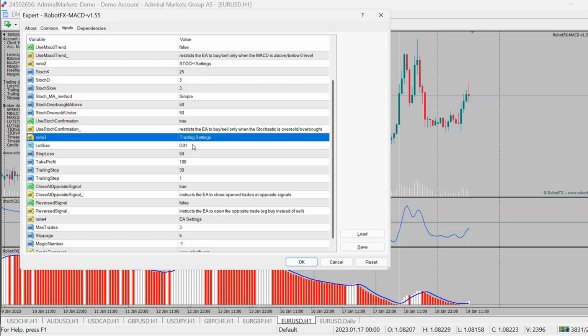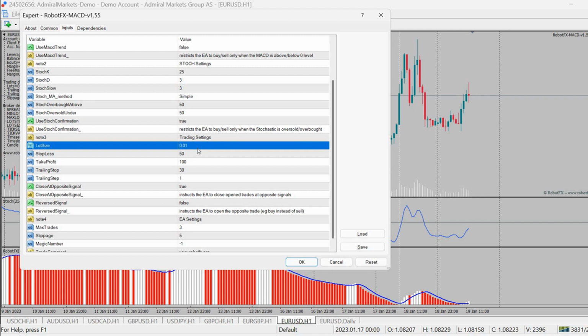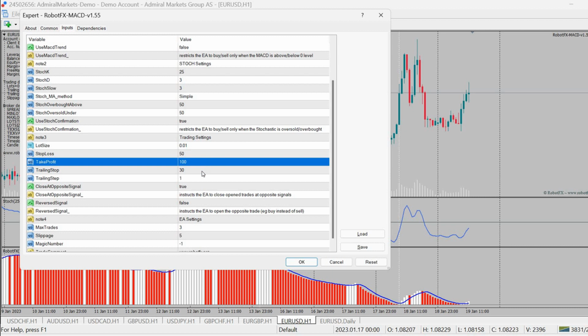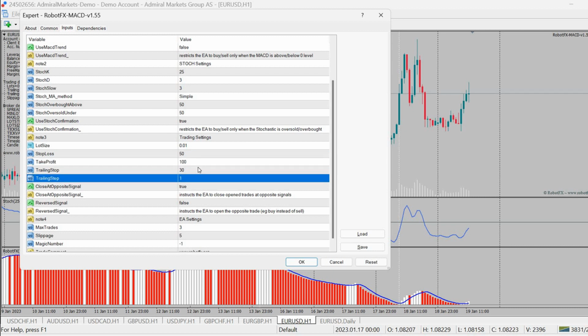Next, we have the trading settings related to the lot size. You can enter any lot size you want to trade here. Obviously, if you have a bigger equity and a higher free margin, you will not be stuck to 1 cent lot size. You will increase that. There is the possibility to set the stop loss, take profit, trailing stop and trailing step, all these are values in pips, not in points. Trailing stop and trailing step, basically it means if the price goes in your favor, then the expert advisor will move the stop loss according to the price movement.